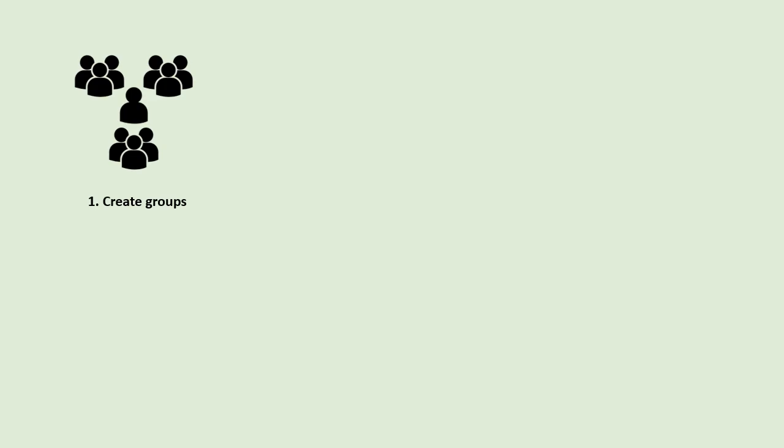Point 1. Create groups. Training groups are normally too big to create a useful discussion. I create smaller groups. A good number of people is 3, not too big and not too small.